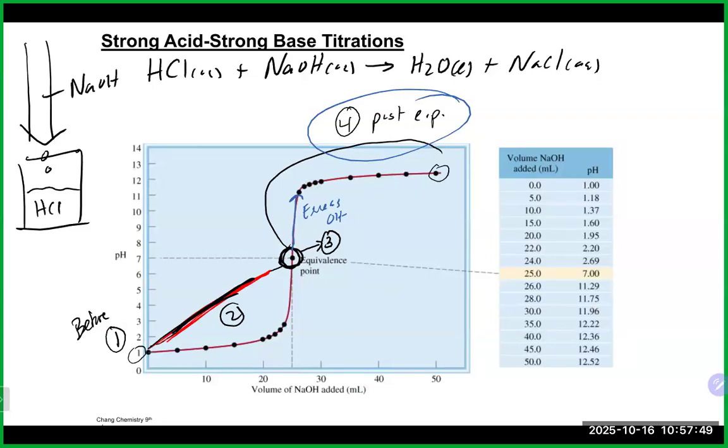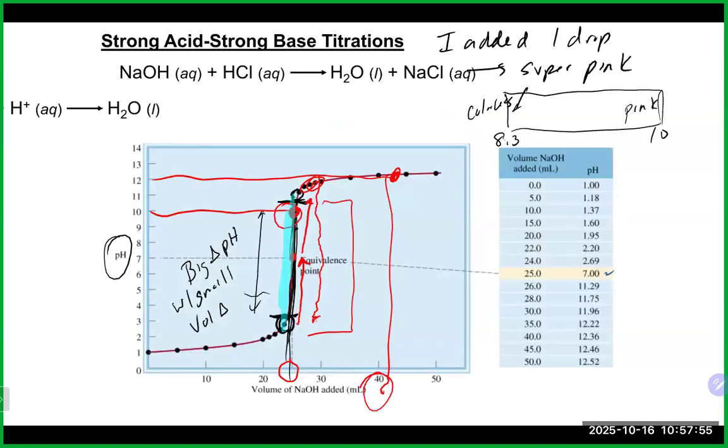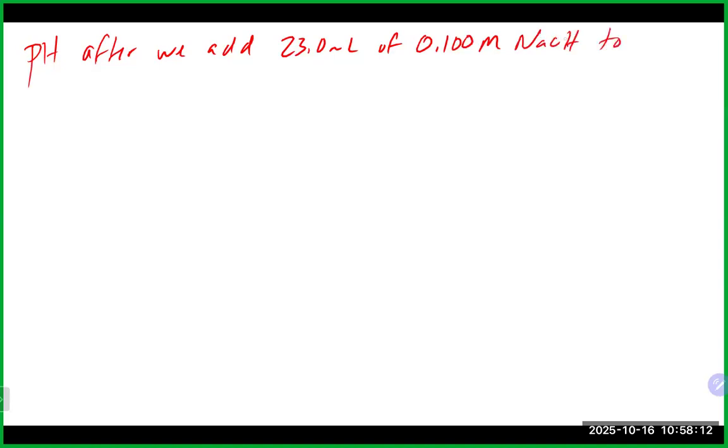All right, why don't we try one here? Let's say, what is the pH after we add 23 milliliters of 0.1 molar sodium hydroxide to 25 milliliters of 0.1 molar HCl? All right, give it a go, see what you come up with. See what we end up with.